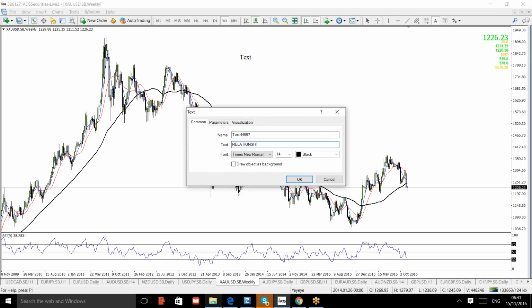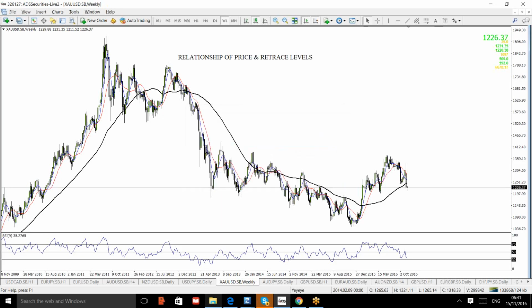the relationship of price and Fib levels and retracement levels. Guys, this is the next topic. What it is: the relationship of the price and retracement levels. Understand, guys? This is the next topic. Everybody understand?